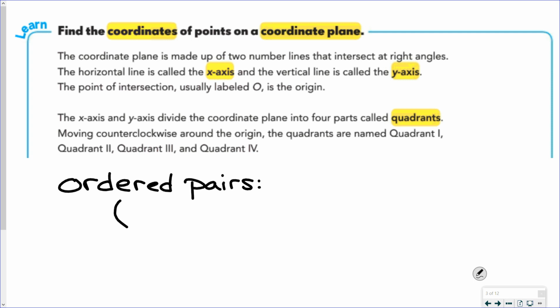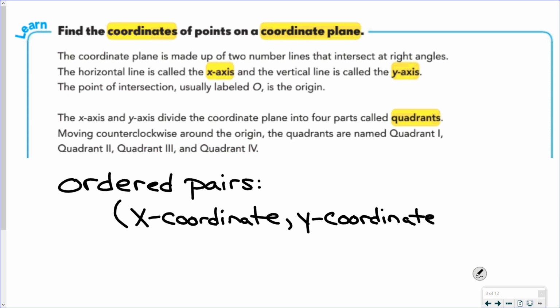An ordered pair in the coordinate plane is made up of two coordinates. That's why it's called an ordered pair. The first coordinate in our ordered pair is the x-coordinate, and the x-coordinate is based on where you're at on the x-axis, or that horizontal line, which makes our second number, our second part of the ordered pair, the y-coordinate. And the y-coordinate is based on how far up or down you go in relation to the y-axis, or that vertical line.